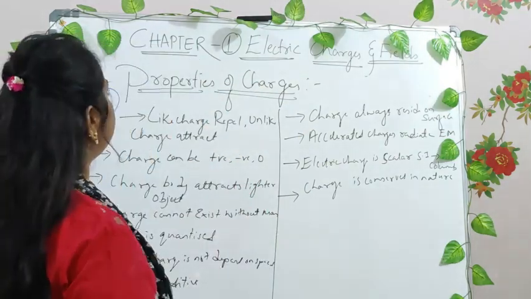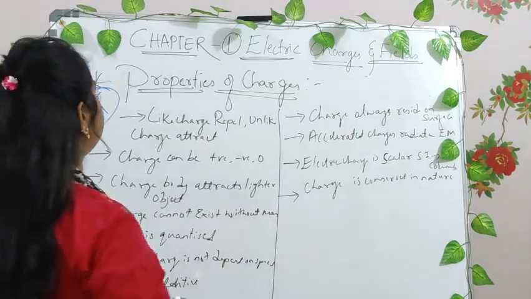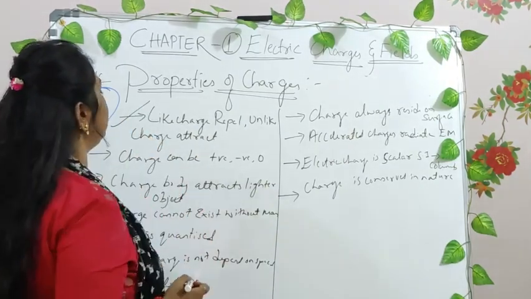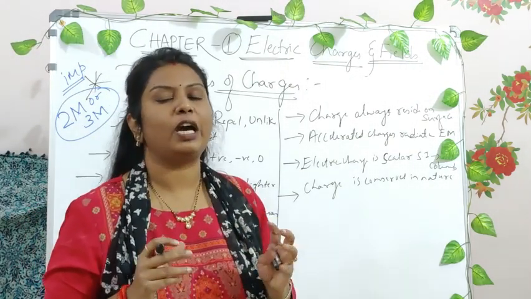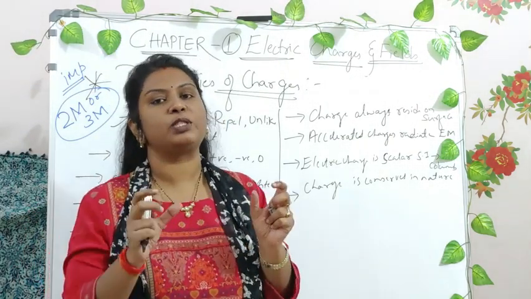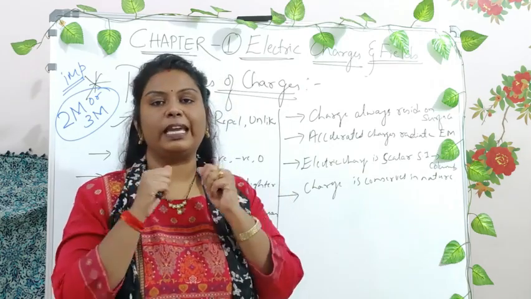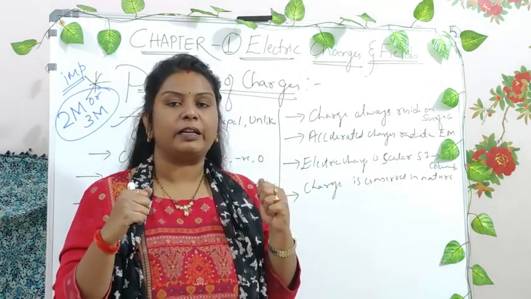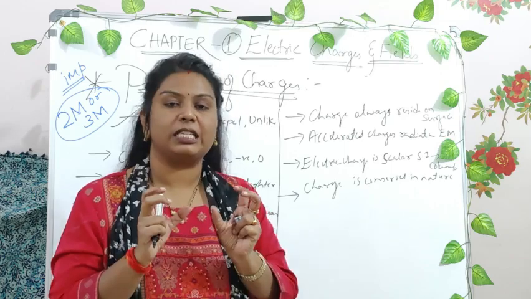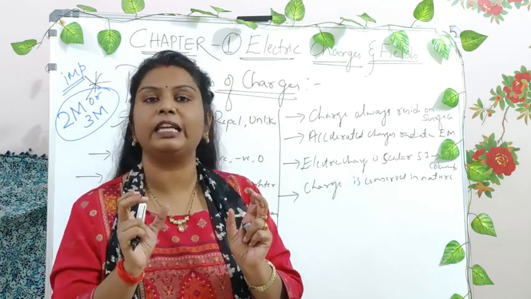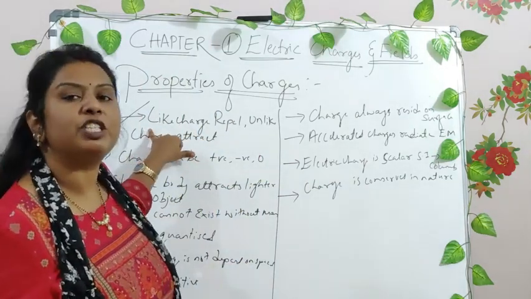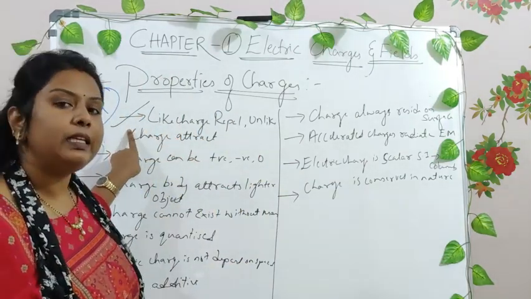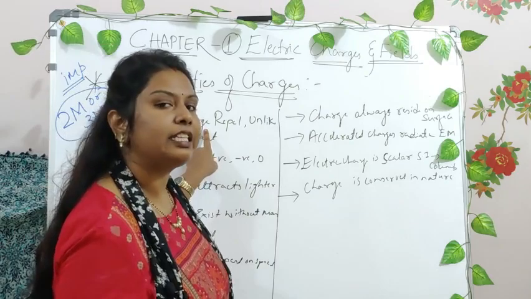Now let us see. The very first property of the charge is that like charges repel and unlike charges attract each other. You always know that whenever you have two like charges, say positive and positive or negative and negative, like charges always repel each other. If you have opposite charges, that is positive and negative, they attract each other.